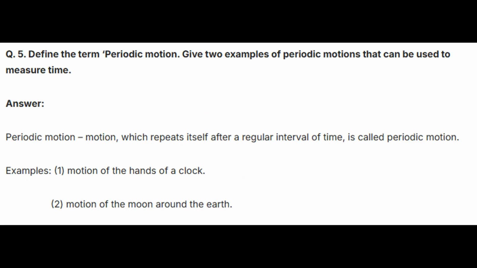Question 5. Define the term periodic motion. Give two examples of periodic motions that can be used to measure time. Answer. Motion which repeats itself after a regular interval of time is called periodic motion. Examples. First, motion of the hands of a clock. Second, motion of the moon around the earth.